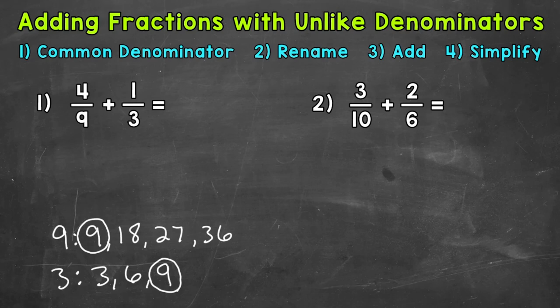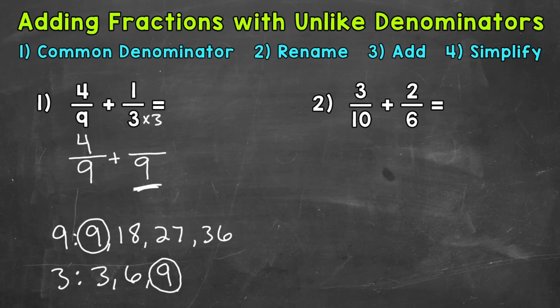Let's come back up to the original problem and rename these fractions with our common denominator of 9. So underneath, I'm going to write our common denominator of 9, and now we can rename. So we'll start with 4/9. Well, 4/9 already has a denominator of 9, so we don't need to rename. So we can just bring the 4 down. As far as 1/3, we need to think 3 times what equals 9? How do we get 3 to equal 9? Well, we know 3 times 3 equals 9.